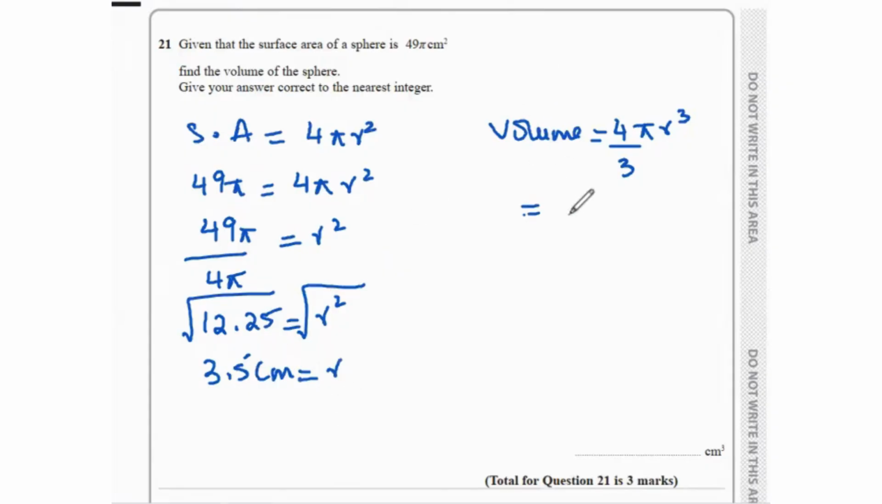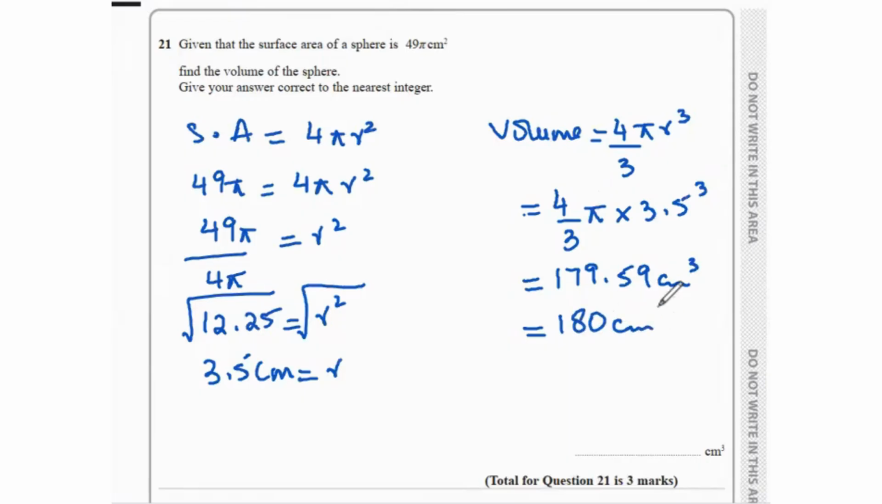So now we can easily find the volume because the only unknown value in the volume formula is the radius. 4 over 3 pi times 3.5 cube. Plug that in the calculator. 4 times 3.5 cube times pi divided by 3. That's giving us 179.59 centimeter cube. We want the answer correct to the nearest integer. That's going to be 180 centimeter cube.